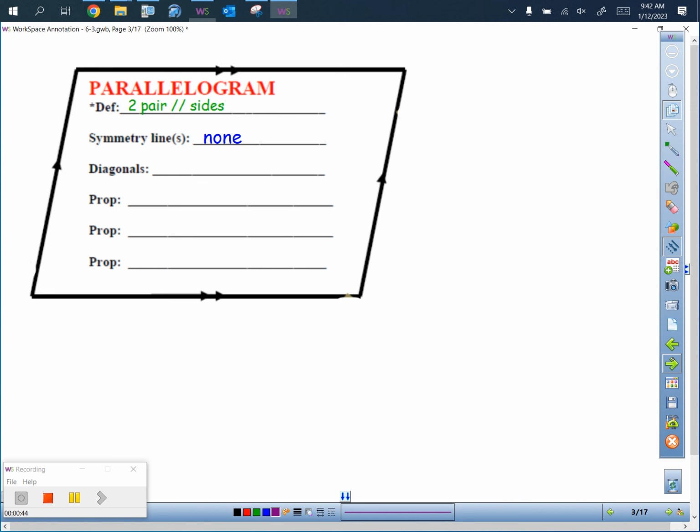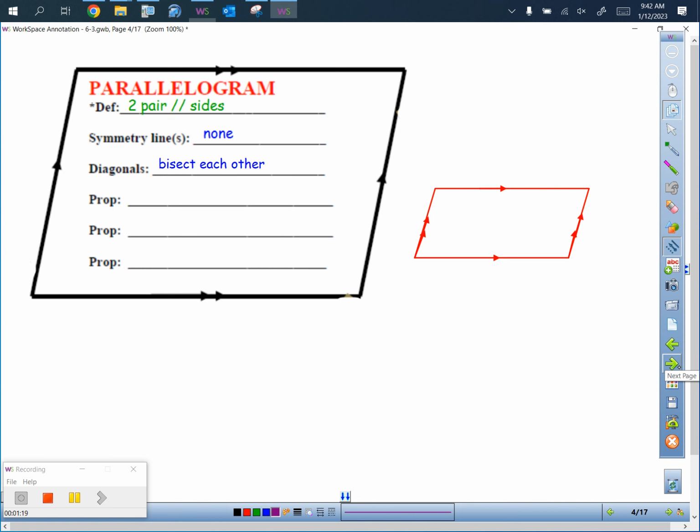There is none. When it comes to the diagonals, we want to know if there's anything fancy about them. Remember, the fancy things could be that they are perpendicular to each other, they could bisect each other, and they could be equal. Those are the 3 fancy things, and one of those does happen. The diagonals of a parallelogram do bisect each other. And remember, that means that they cut each other into 2 equal pieces.